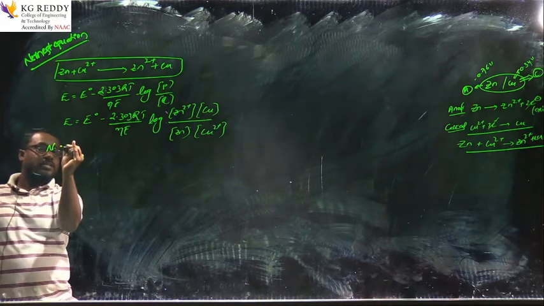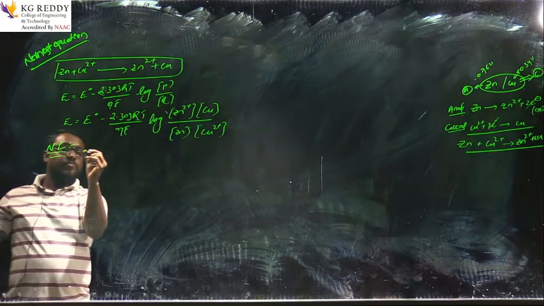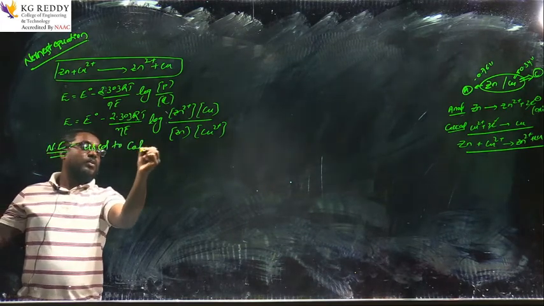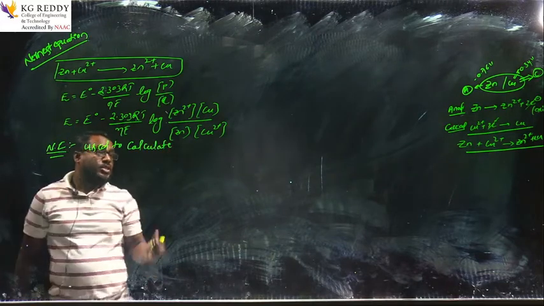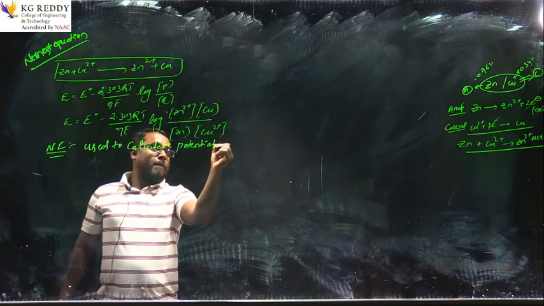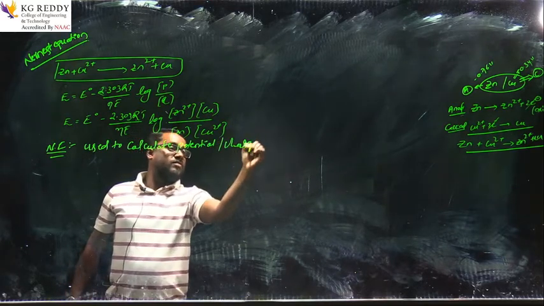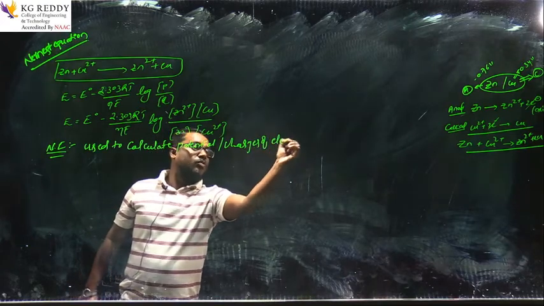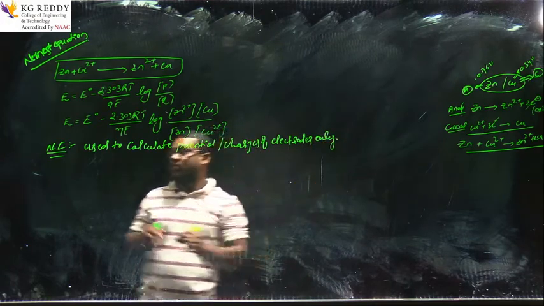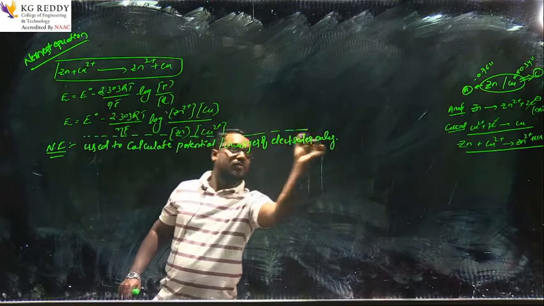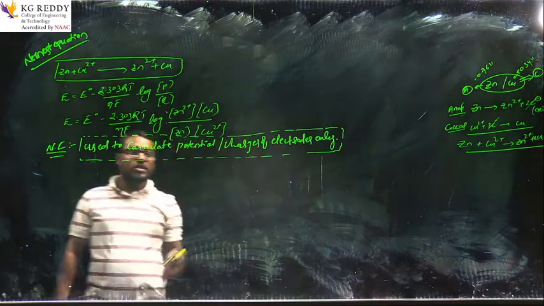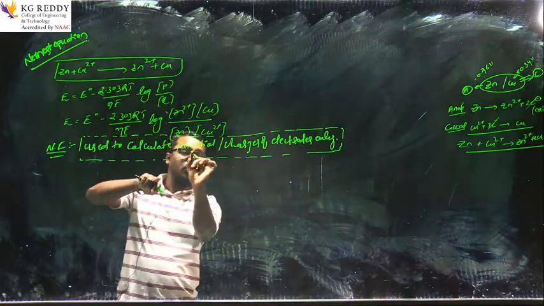Generally the Nernst equation is used to calculate the potentials or charges of electrodes only. This is the main definition of the Nernst equation, and using this definition we write the equation. It is used to calculate potentials or charges.